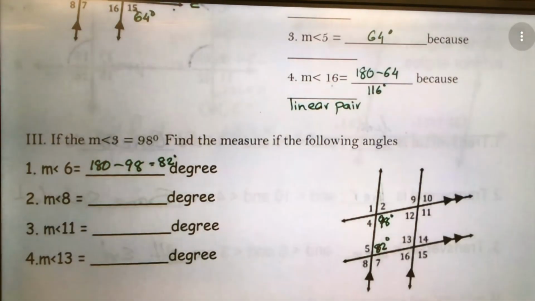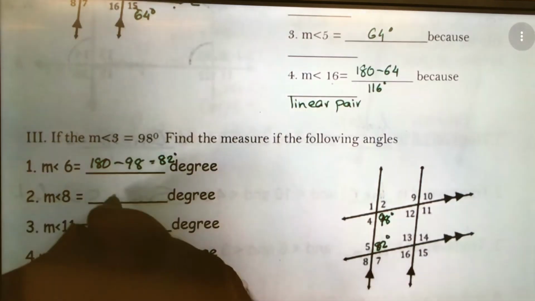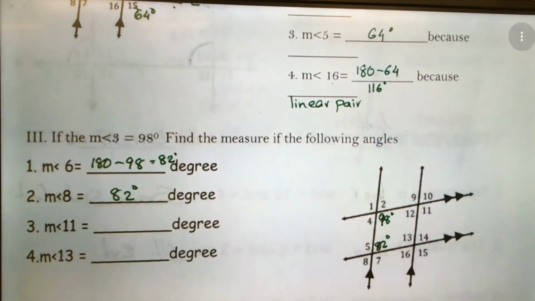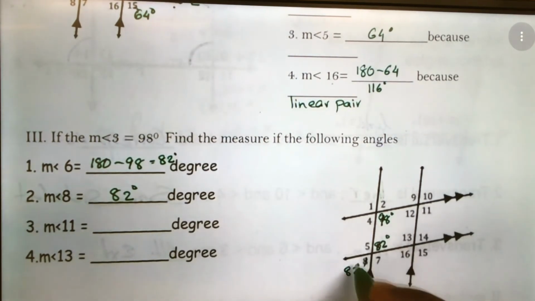Next I need to figure out angle 8. Obviously that is also 82, because this angle and that angle are vertical angles, so they should be equal to each other. That is 82 degrees here.